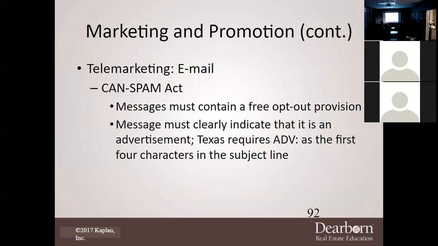Again, the messages must contain a free opt-out provision, as we said. The message must clearly indicate that it is an advertisement. Texas requires ADV as the first 4 characters of the subject line. If you do not include those 4 characters, you can get into trouble. It is highly recommended, if you want to stay in compliance, to use a software program like MailChimp or Constant Contact or any of those different software platforms, because they keep you up to date. Does everybody understand that?